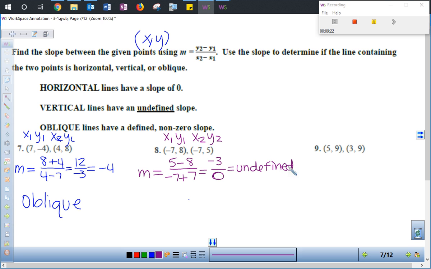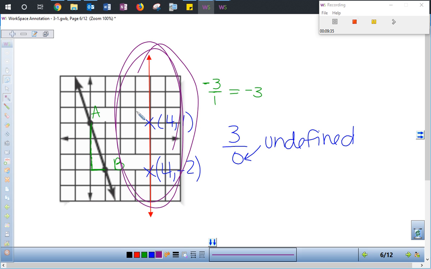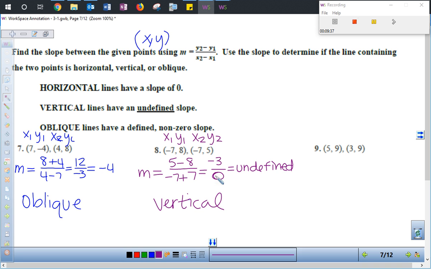Now when I have an undefined slope, that means I have a vertical line, V-E-R-T-I-C-A-L, which means if I were to graph it, it would go straight up and down like this guy right here. So when your slope is undefined, when the 0 is in the denominator, you have a vertical line.